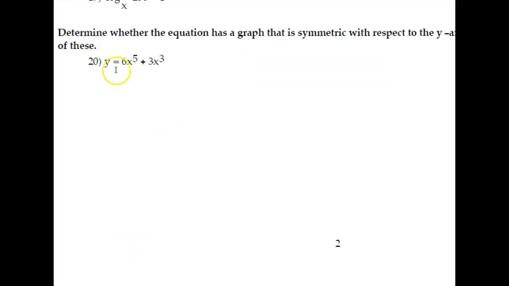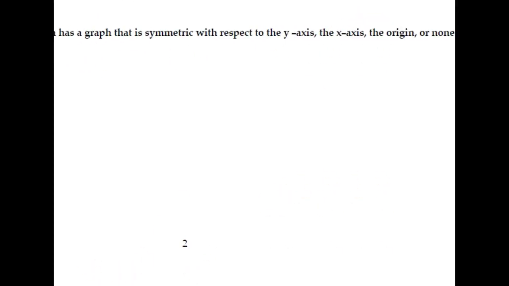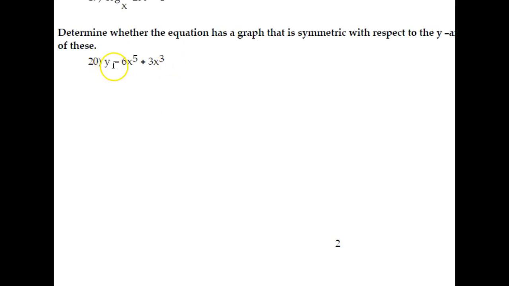For this question, we're looking to see if the graph is symmetric with respect to the y-axis, the x-axis, the origin, or none of these. And so here is the equation, and this is covered in 2.7 on graphing techniques. So to check to see if it is symmetric about the y-axis, you plug in a negative x for x.